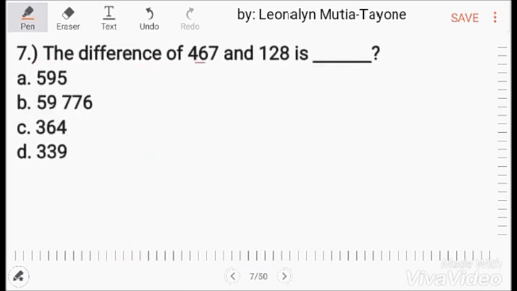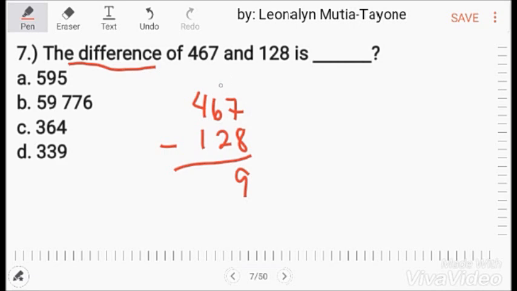Number 7, the difference of 467 and 128. Pag sinabing the difference, i-deduct mo lang siya, 467 minus 128. And this is 9, 5, 3, and 3, and the answer is 339.